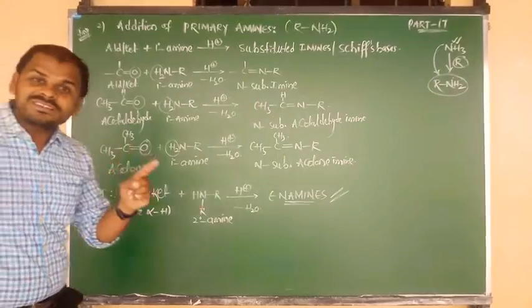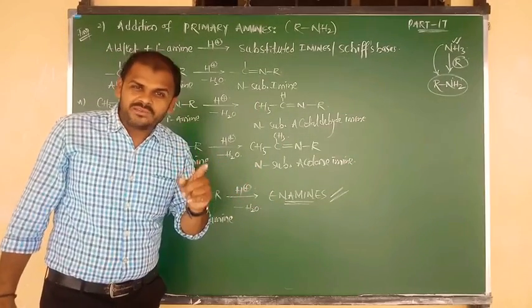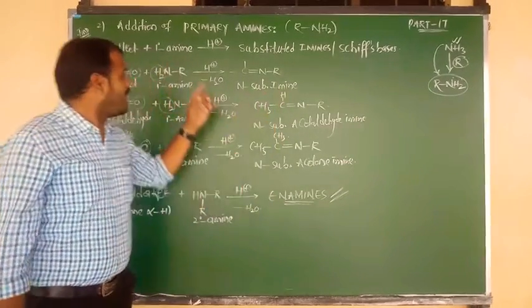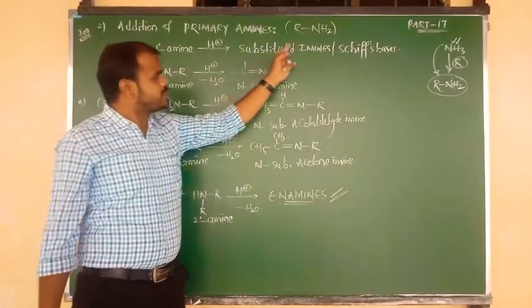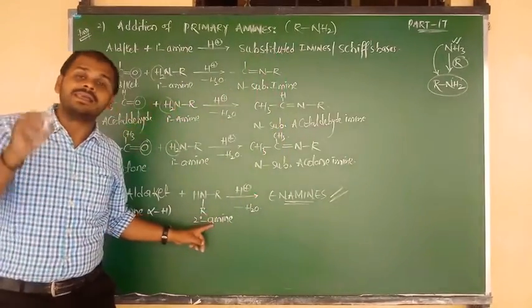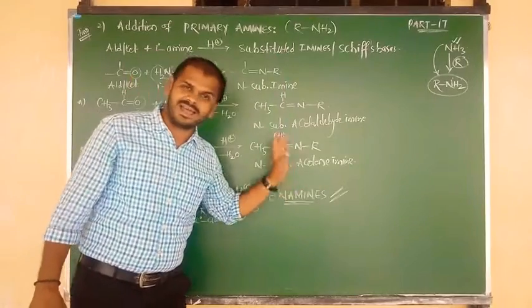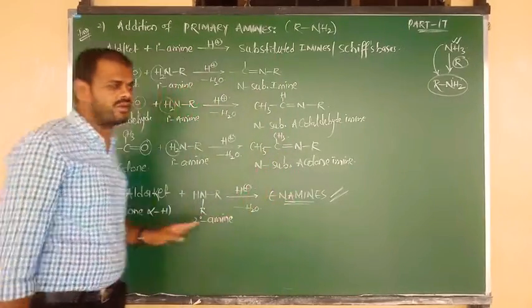enamines. What is the product? Enamines. Addition of ammonia gives imines. Addition of primary amine gives substituted imines. Addition of secondary amines gives enamines. I will show you the structure, don't worry.